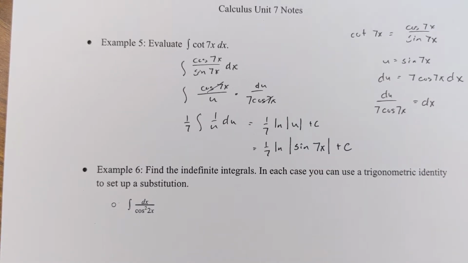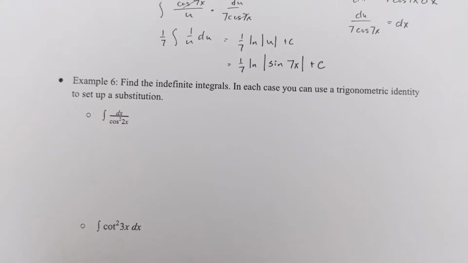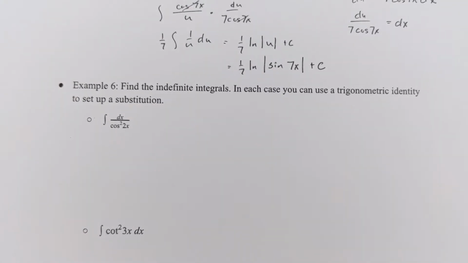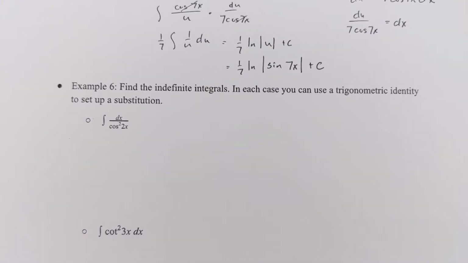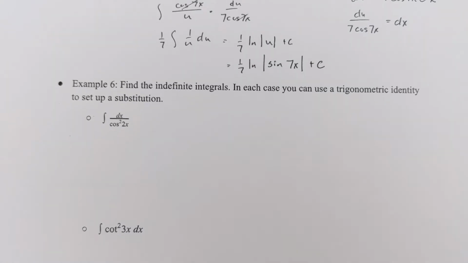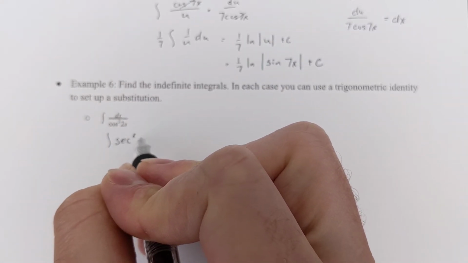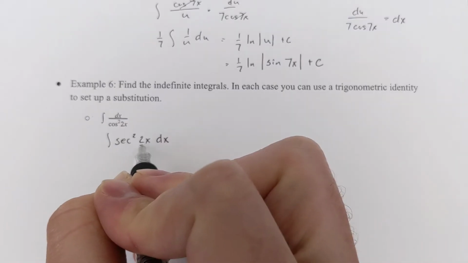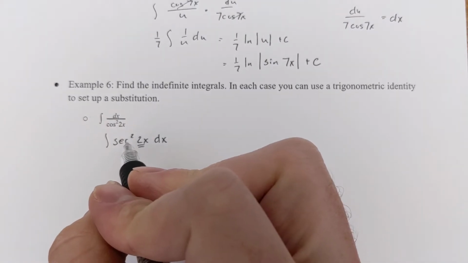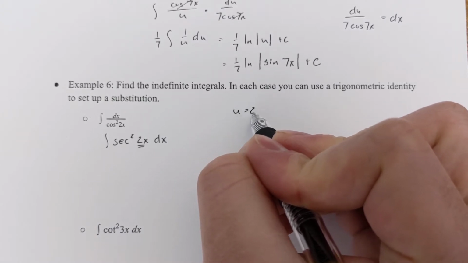So there you go. All right, so 6, find the indefinite integrals. In each case, you can use a trig identity, similar to what we did up here, to set up a substitution. So let's see here. We'll make this, instead of 1 over cosine, the secant squared. So this is kind of our inside thing. I'm not using secant because I know what the antiderivative of secant squared is. So my u is going to be 2x.